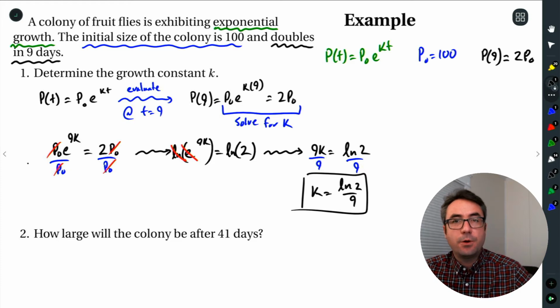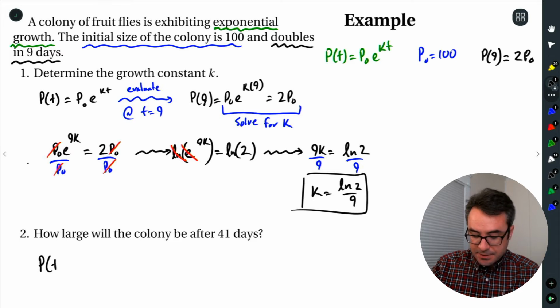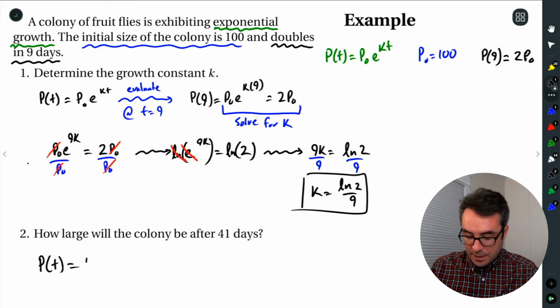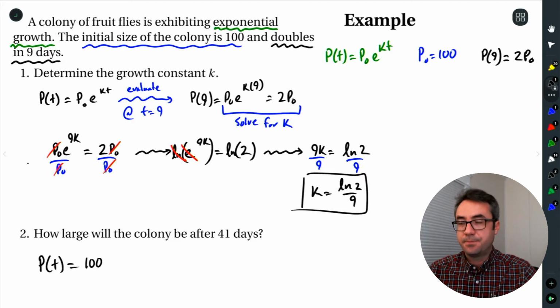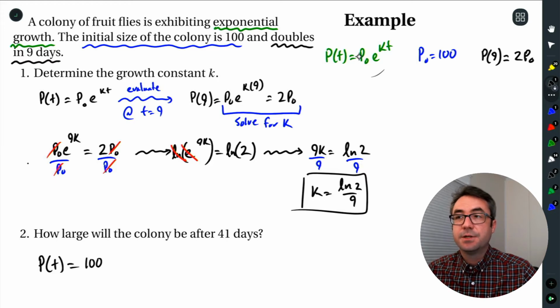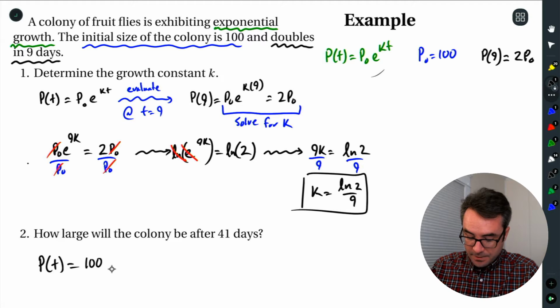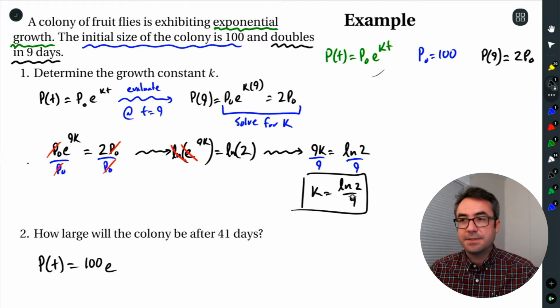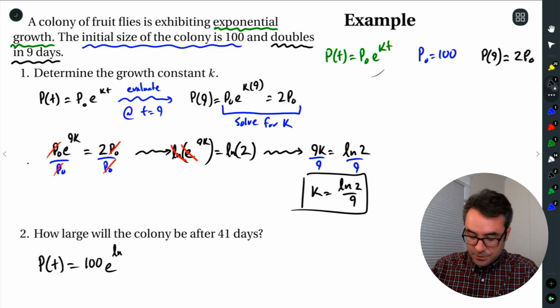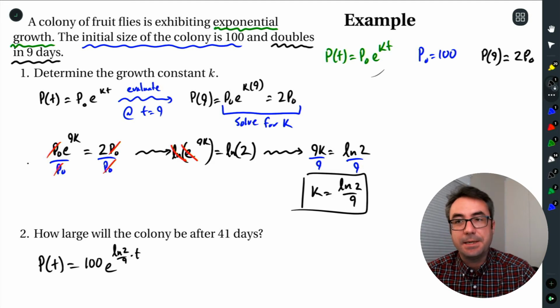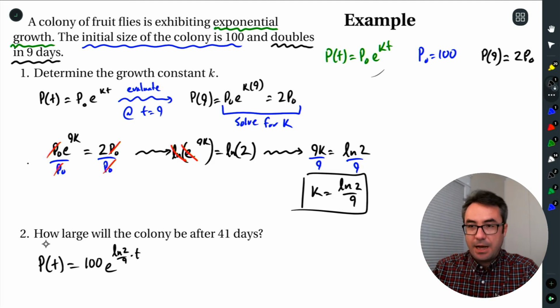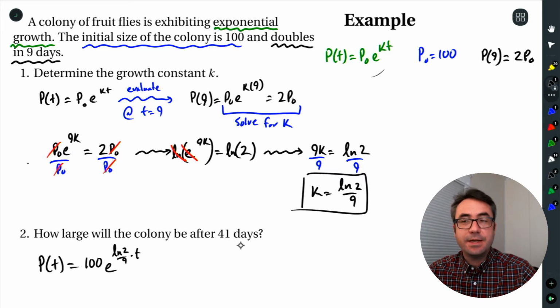Now, in part 2, we want to know how large the colony is going to be after 41 days. Well, let's write down our population formula now. Our initial population is 100, so we're just plugging in the pieces into this population formula. P0 is 100, so let's fill that in. Then we have e, and our growth constant is natural log 2 over 9, so we fill that in for k. And then multiply by our time variable t. To answer this question, how large is our colony going to be after 41 days? Really, this just says plug 41 into this function and see what you get.